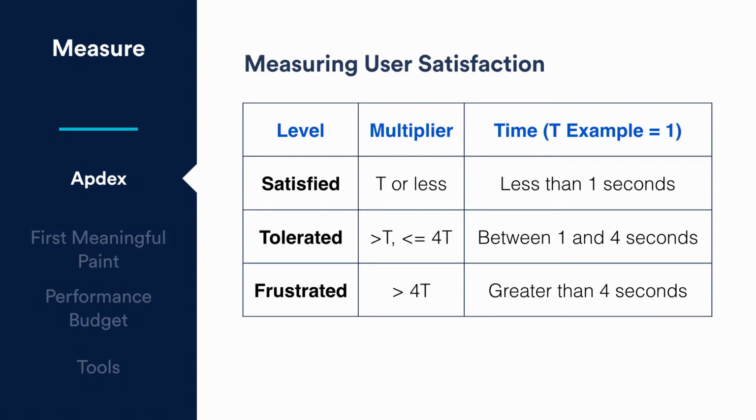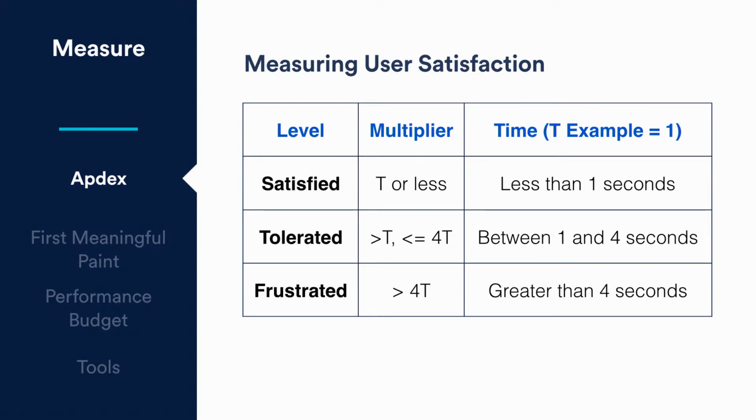One of the most important metrics that we look at is called Apdex. Apdex is a way to measure user satisfaction based on the response time of your application. It's a good insight into how satisfied your users are.